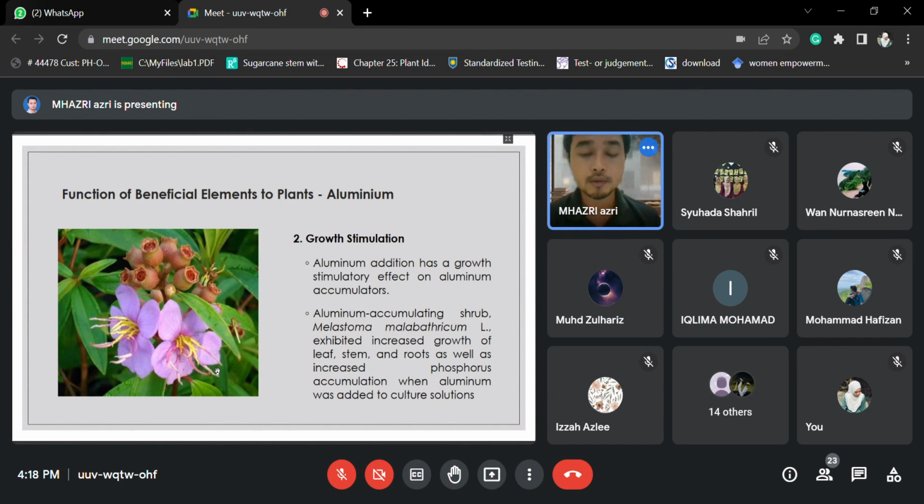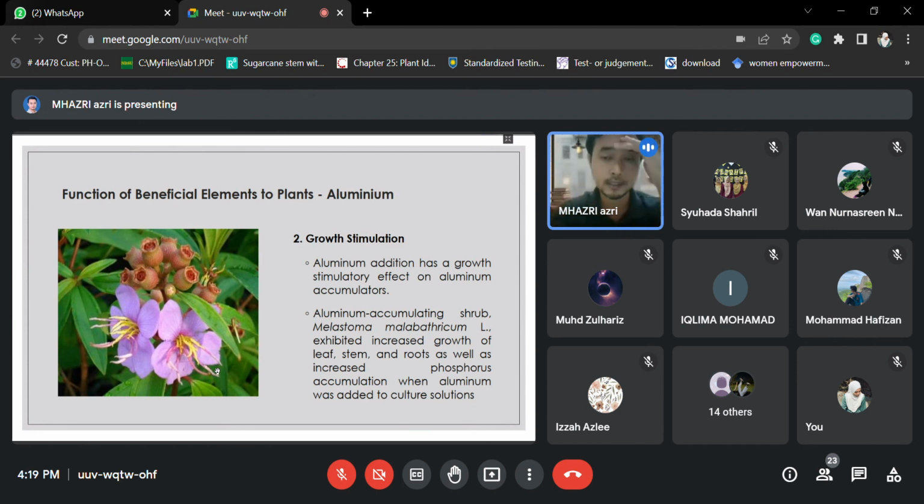Okay. So bila Melastoma malabathricum dia absorbs aluminium, it indirectly will absorb also phosphorus. Okay, phosphate. Okay, we know phosphate adalah macronutrient. Bila kita apply more phosphate pada tumbuhan, dia punya growth akan increase because macronutrients, primary macronutrients especially, limiting factor in plant growth. Okay, so bila kita tambah aluminium dekat tanah tu, aluminium ni apa terjadi, dia akan react with phosphate. Okay. Phosphate biasanya dekat tanah dia very reactive.